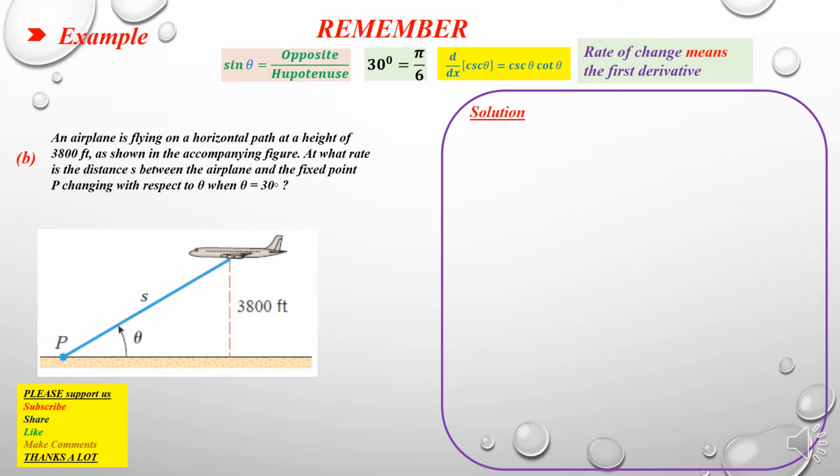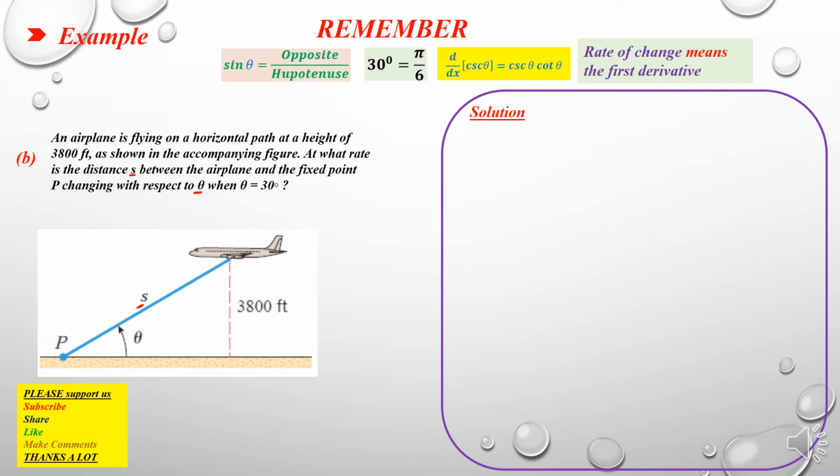In part B, we have an airplane application and the derivative of trigonometric functions. So the question in part B is, an airplane is flying on a horizontal path at a height of 3,800 feet as shown in the accompanying figure. At what rate is the distance s between the airplane and the fixed point P changing with respect to theta when theta is 30 degrees?